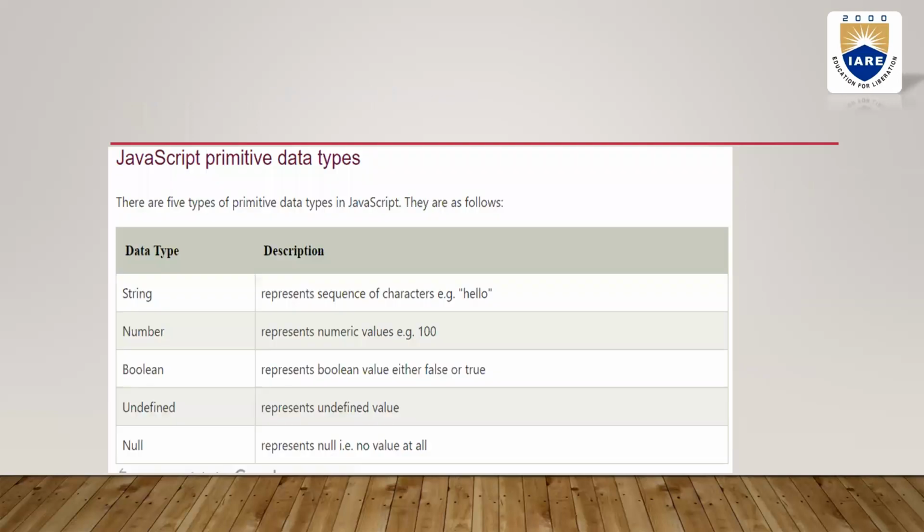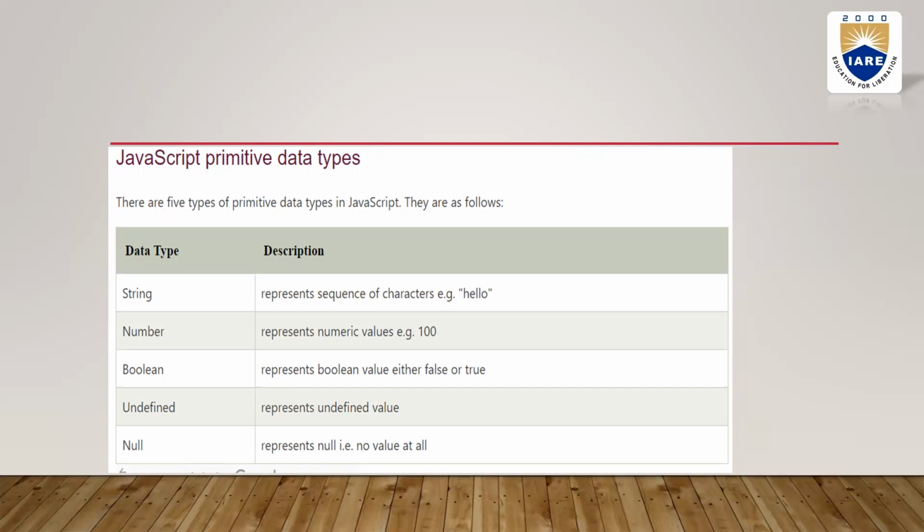Now we'll see JavaScript primitive data types. There are five primitive data types in JavaScript. They are string, number, boolean, undefined, and null. The string is used to represent a sequence of characters, for example hello. The next data type is number. It is used to represent numeric values, for example 100, 200. The third one is boolean. It represents boolean values, either false or true.